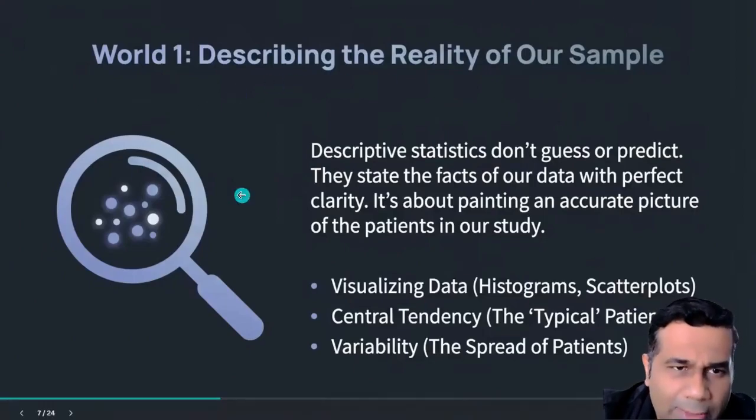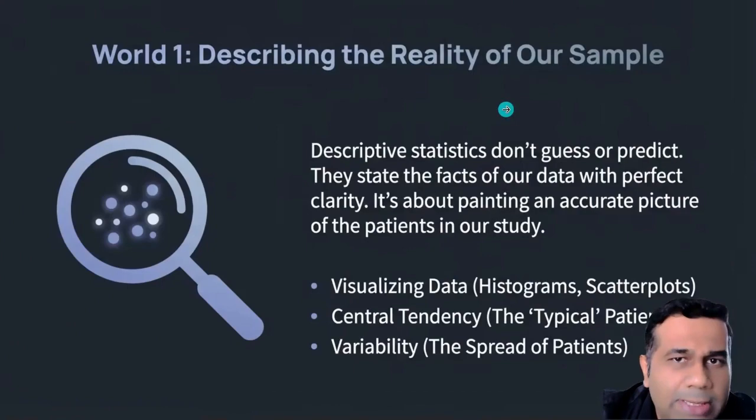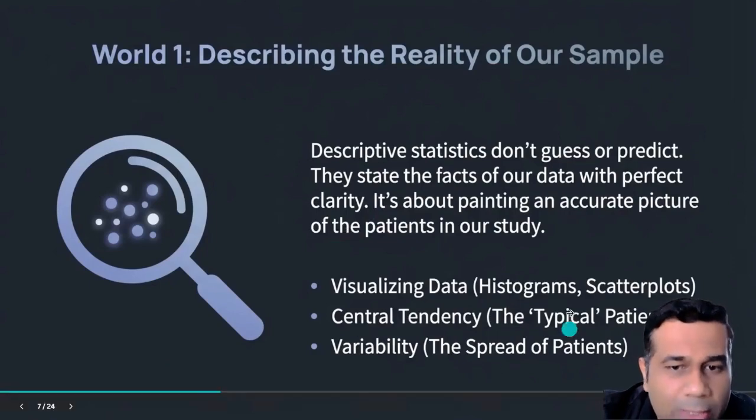Now, what we really know regarding this particular sample comes under descriptive statistics. So here we are not guessing or predicting. We already have some data with us based on what we saw in our NICU. So we clearly state these facts with perfect clarity. This is just like painting an accurate picture of whatever findings we obtained regarding our patients in our present study. This picture can be painted using any of these factors.